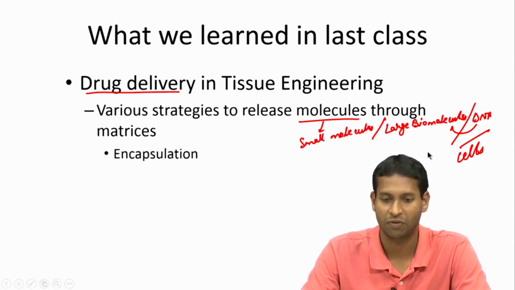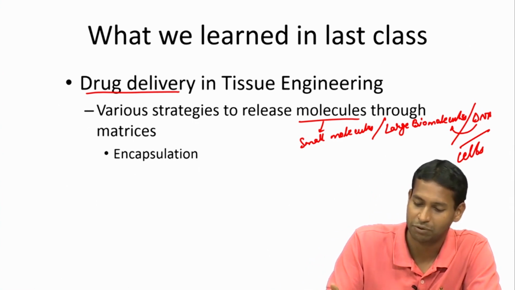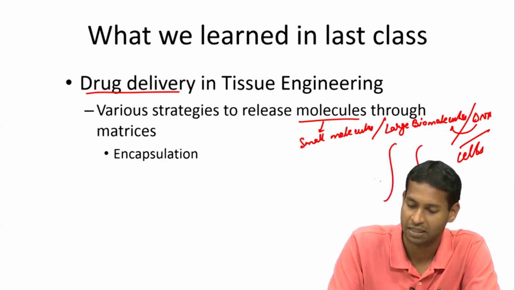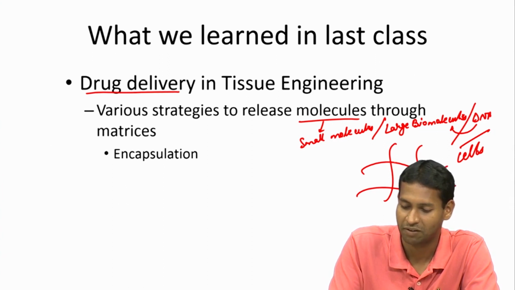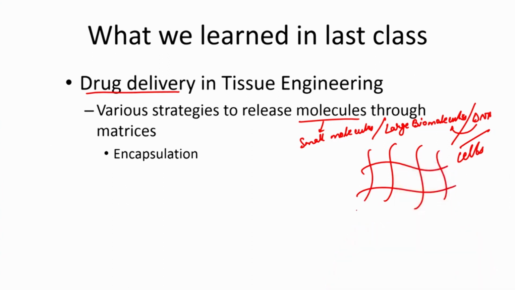And so, we talked about one simple thing, which is encapsulation. So, you essentially use size, and we have talked about this several times in the hydrogel class and in other polymer matrices classes. Let us say you have a mesh network which has a pore size of 5 nanometer, and if your drug itself is 10 nanometer, then it is going to be staying there, and you can slowly degrade these matrices to release this drug over time.